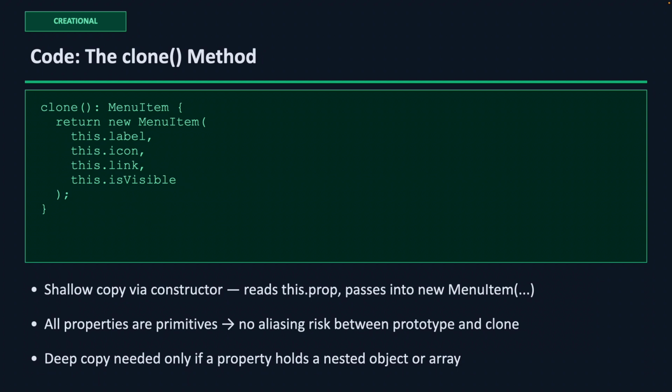All 4 properties are primitives, like strings and Boolean. There's no nested objects, no arrays, no shared references to worry about. The clone is fully independent of the prototype from the moment it's created. In a more complex class, if we had a menu item that holds a nested permissions object, you'd have to decide: should the clone deep copy that nested object or should it just share that reference? And that's the classic prototype trade-off. For simple objects like this one, you never have to face it.